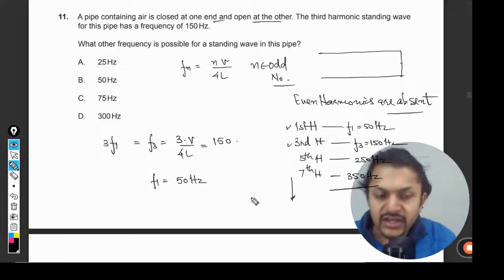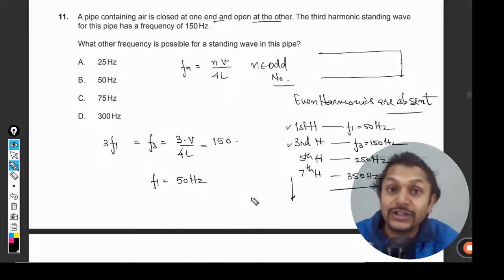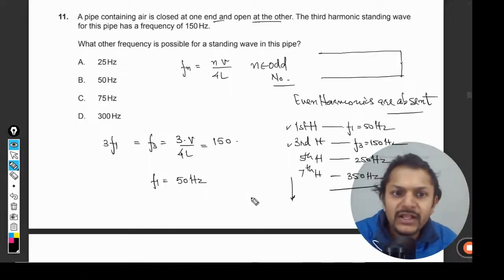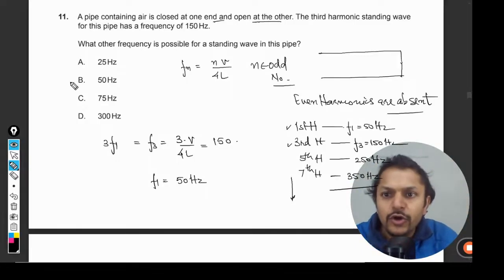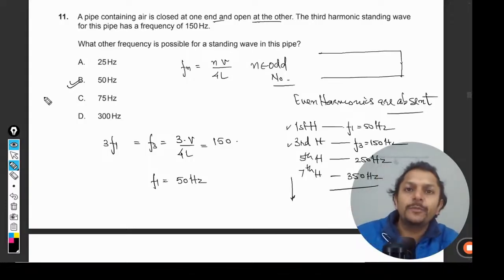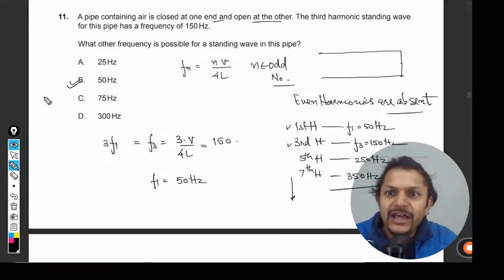The table we can create. These are all the possible frequencies for the standing wave in this pipe. Now, out of all these possible values, only 50 hertz is given in our options. Other options are not there.